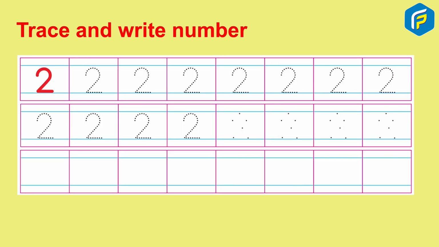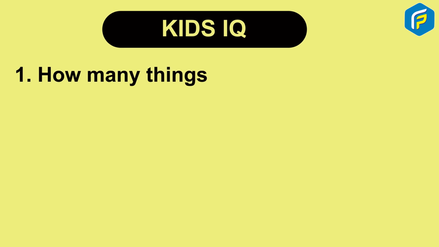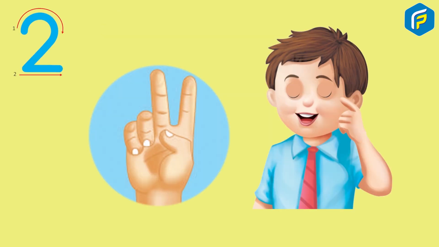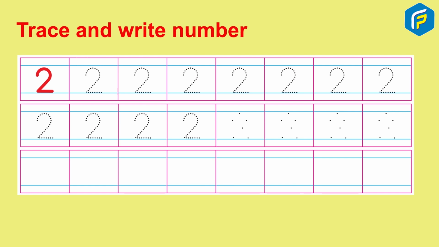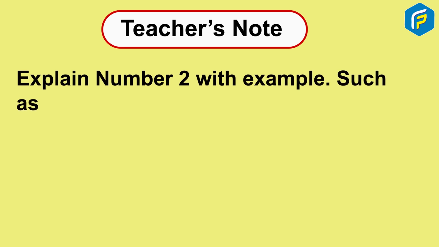Trace and write the number 2. Kids IQ. 1. How many things you see around you that we can count as 2? 2. We have 2 eyes. Trace and write the number 2. Teachers note. Explain number 2 with examples such as 2 eyes, 2 ears, 2 hands.